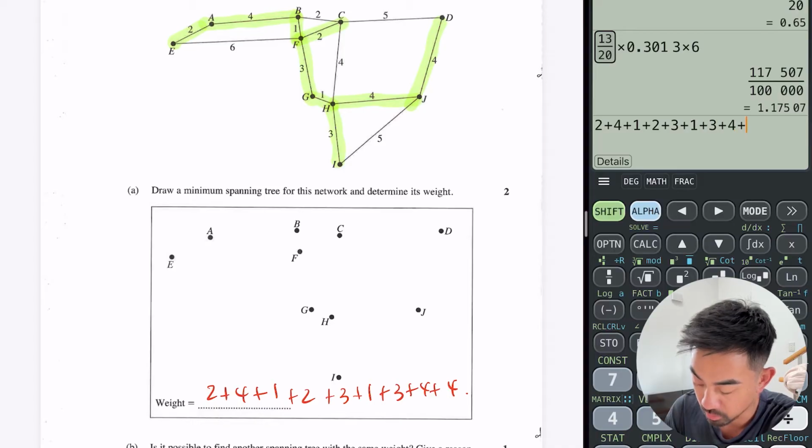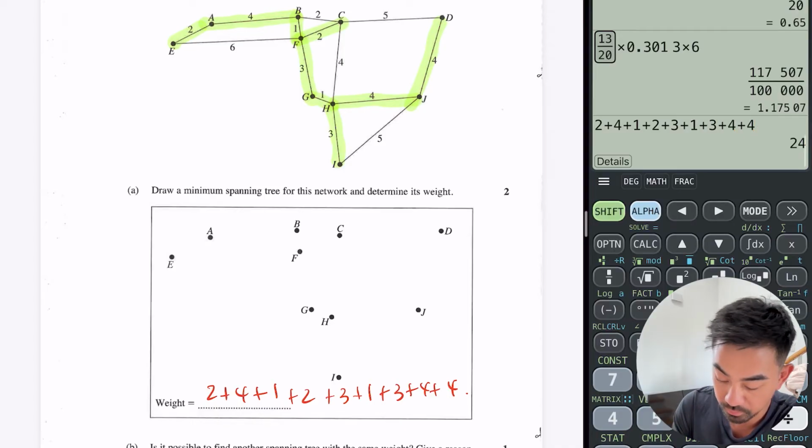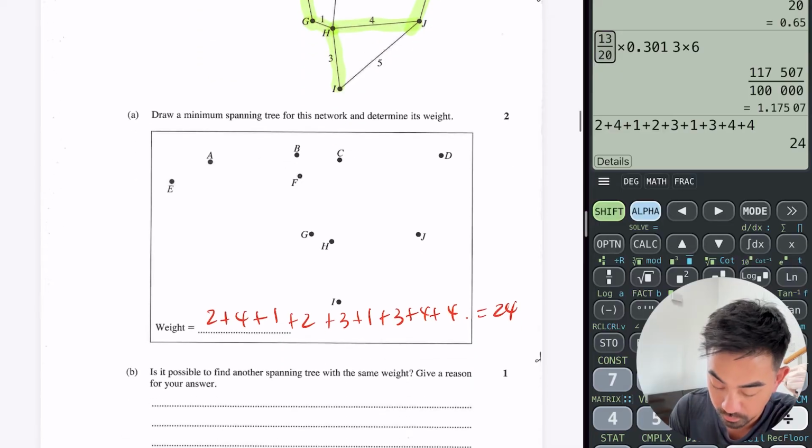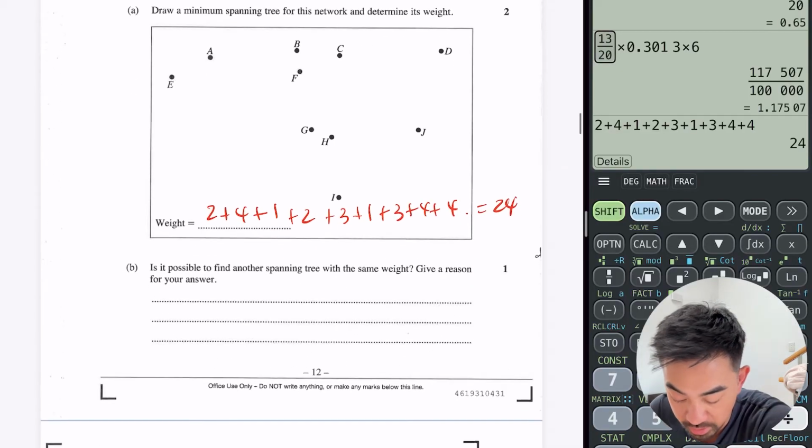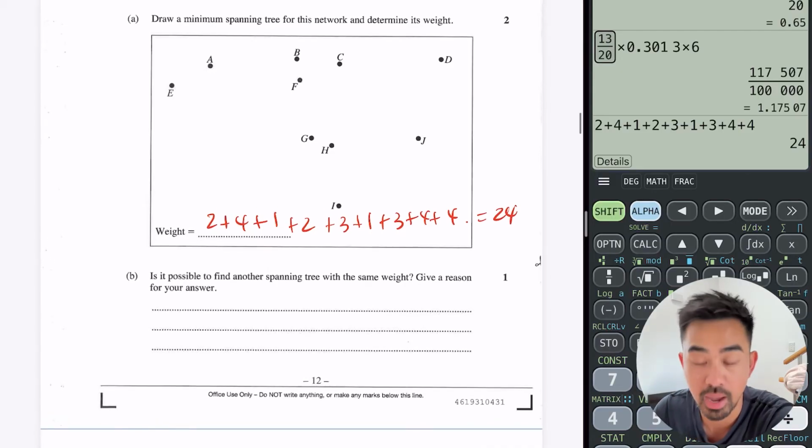Plus 3 plus 4 plus 4, 24. Alright, B, is it possible to find another spanning tree with the same weight? Give a reason for your answer. Is it possible to find another spanning tree of the same weight?